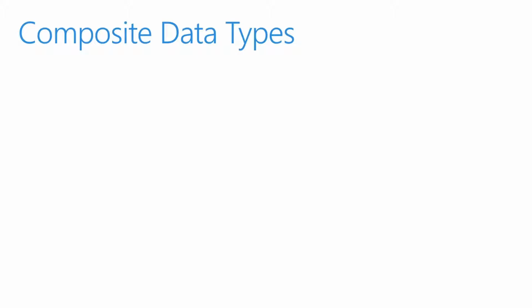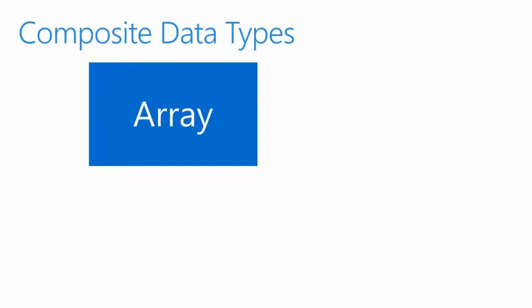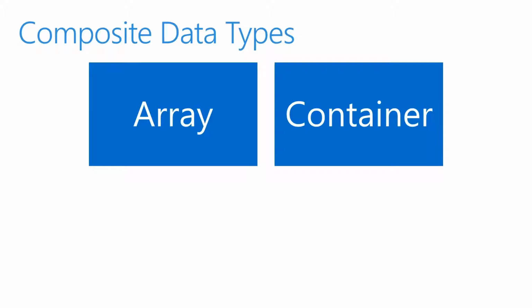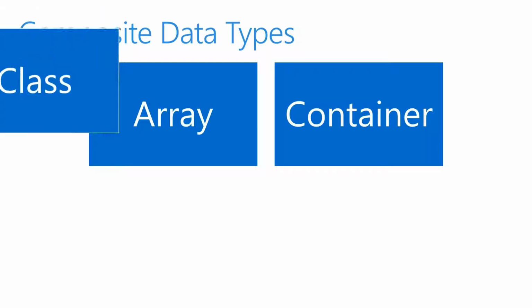Let's take a look at composite data types, which are those that contain other data type constructs. First is an array. This is a list of items with the same data type and same name, only the index will be different. Next is containers. A container is a dynamic list of items containing primitive data types and/or some composite data types.